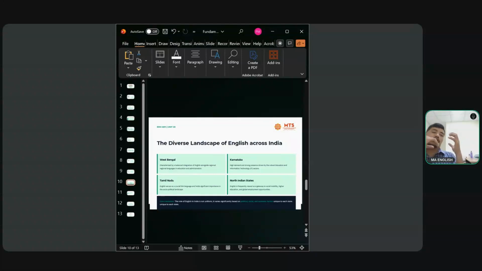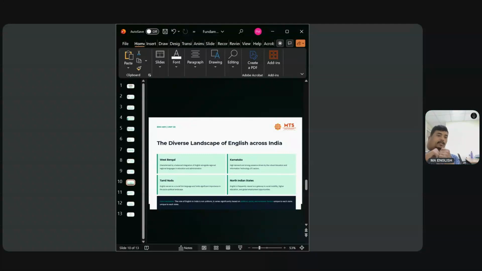So now let us look at four regions that I have highlighted here. First, West Bengal. In West Bengal, there is a relatively balanced integration of English alongside Bengali, the dominant regional language. English is important, but it coexists with Bengali in education, administration, and daily life. The relationship between the two languages is generally one of cooperation rather than competition.